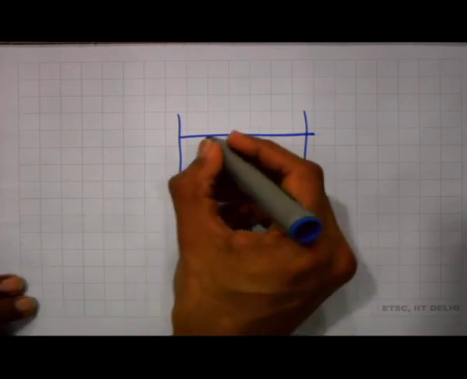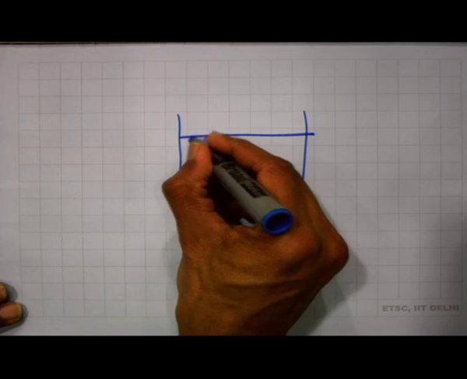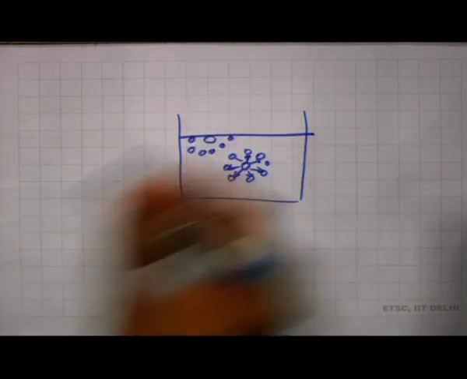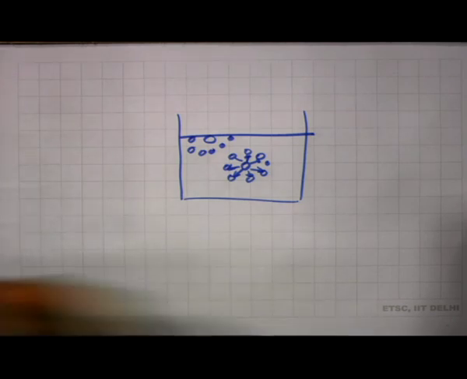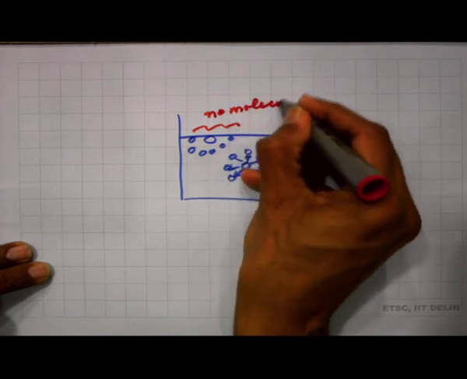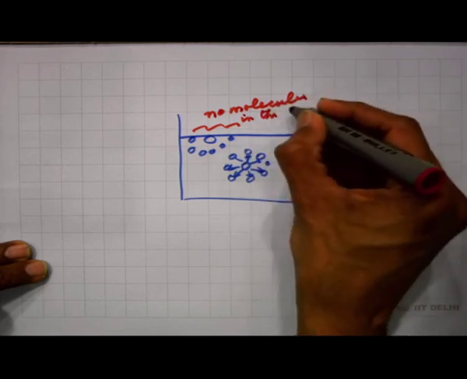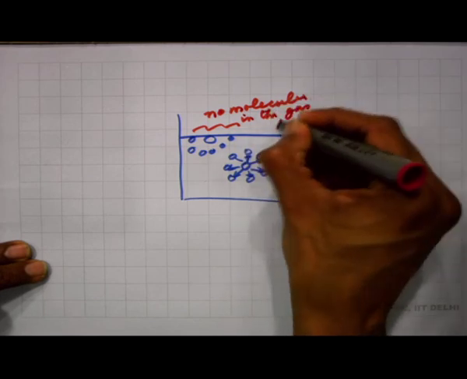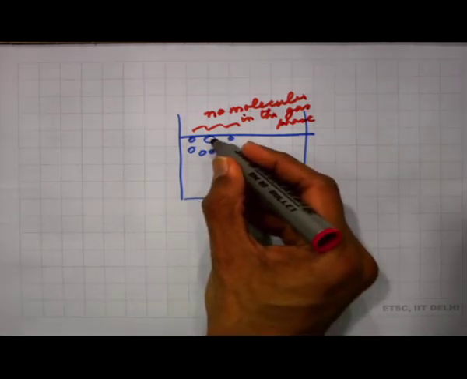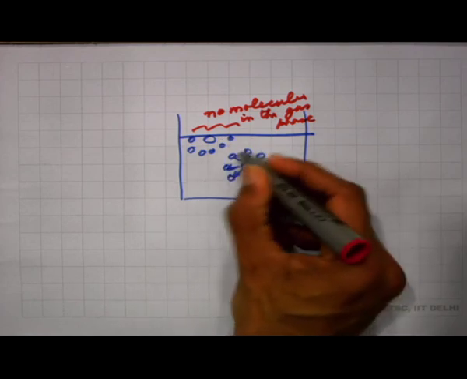Now, consider a molecule on the surface here. A surface molecule has molecules around it, but only on one side. There are no molecules on the other side, only the gas phase. So, a molecule on the surface experiences less attractive force than the molecules in the bulk.